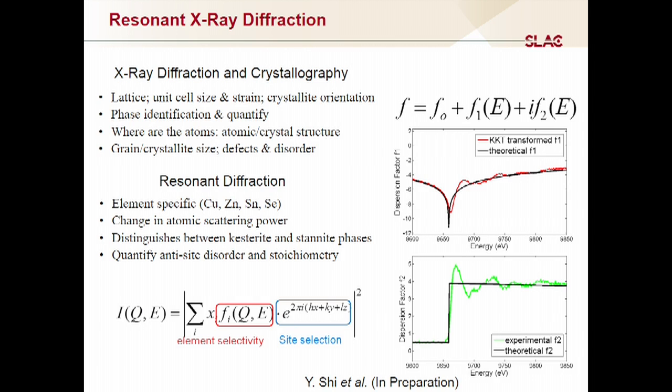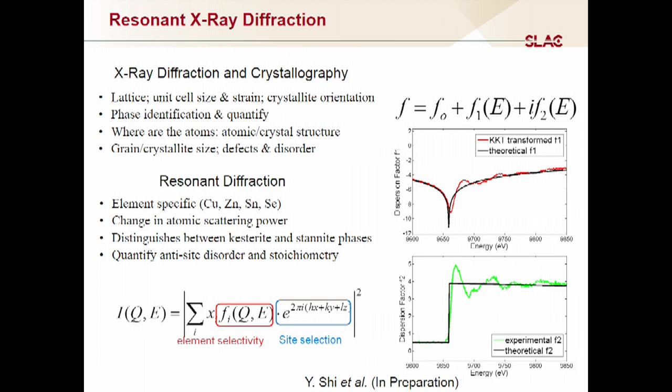But if I tune my X-ray energy to just around the absorption edge of one of those elements, I can actually change the scattering power of that atom in a somewhat understandable and known way. And so this is what a classical absorption spectrum would look like.